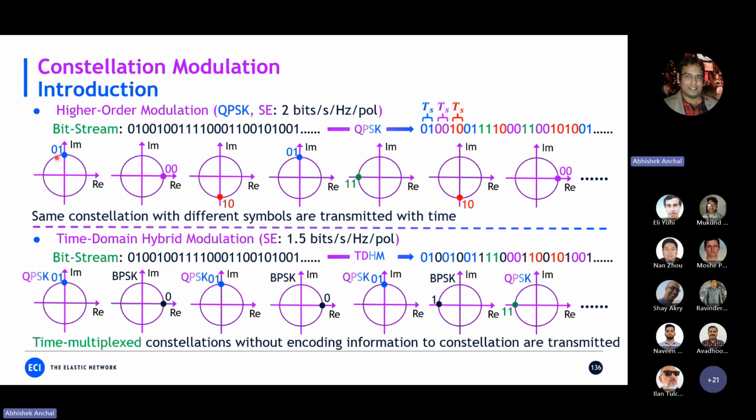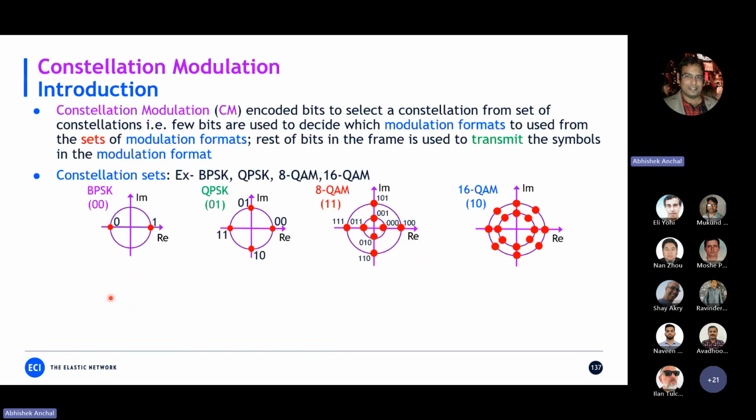So hybrid modulation chooses different modulation formats as a series of time, to achieve finer spectral efficiency. But what constellation modulation does is not only transmit different modulation formats in a series of time, but it also uses some bits to encode the data that decides which modulation format to choose. For example, if you have a pool of 4 modulation formats, it uses some of the bits of information to choose which modulation format to use, and then uses that modulation format to transmit the symbols.